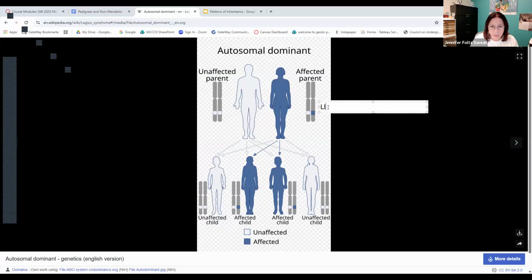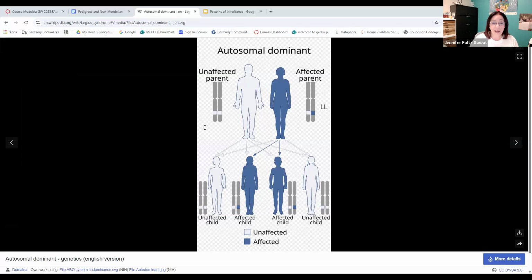We will say mom is big L, big L. Okay, but dad has to be little l, because he does not have it. So mom could be homozygous dominant or heterozygous. So it's just like PTC.